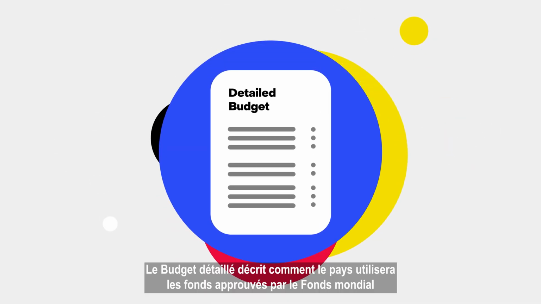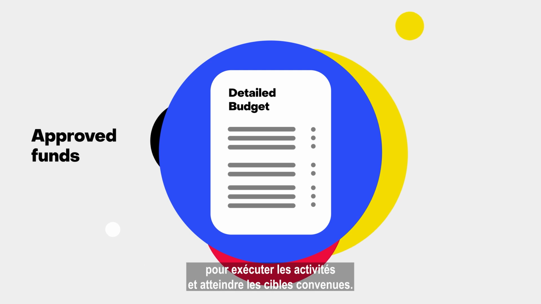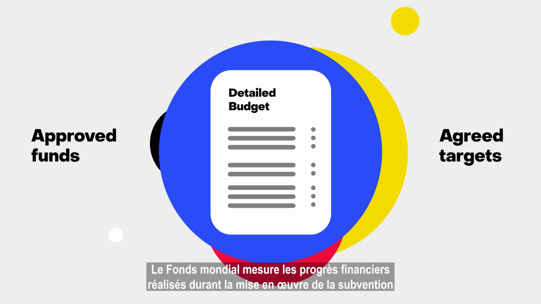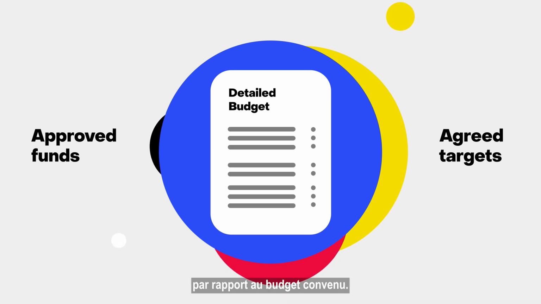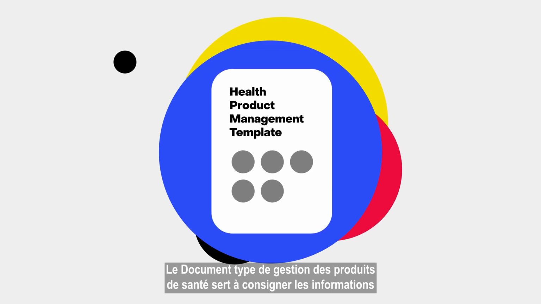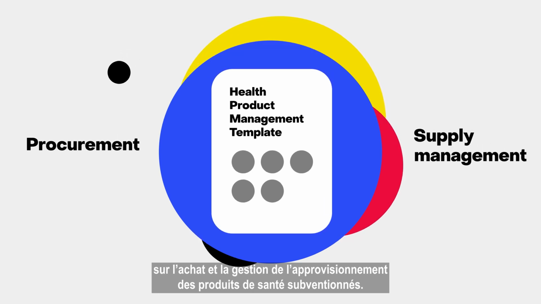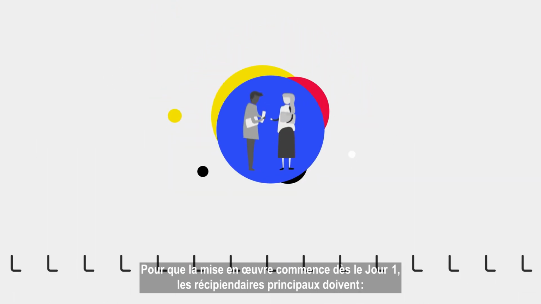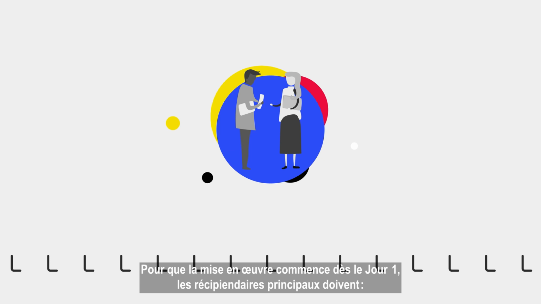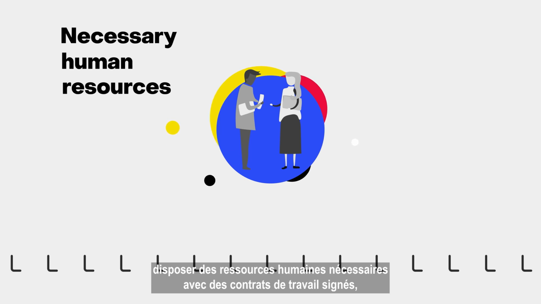The detailed budget lays out how the country will use funds approved by the Global Fund to deliver on activities and meet agreed targets. The Global Fund measures financial progress during grant implementation against the agreed budget. The Health Product Management template captures information about the procurement and supply management of health products that will be funded by the grant. For implementation to start on day 1, PRs should have the necessary human resources in place.